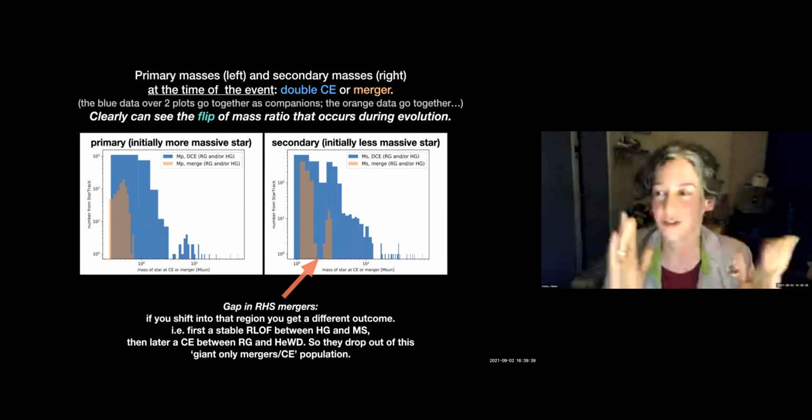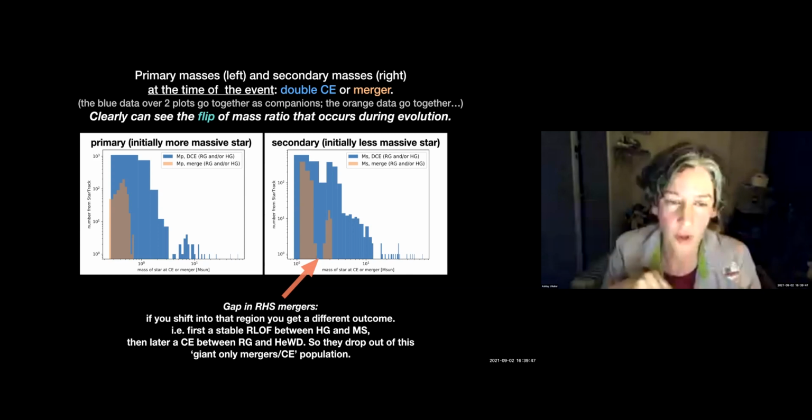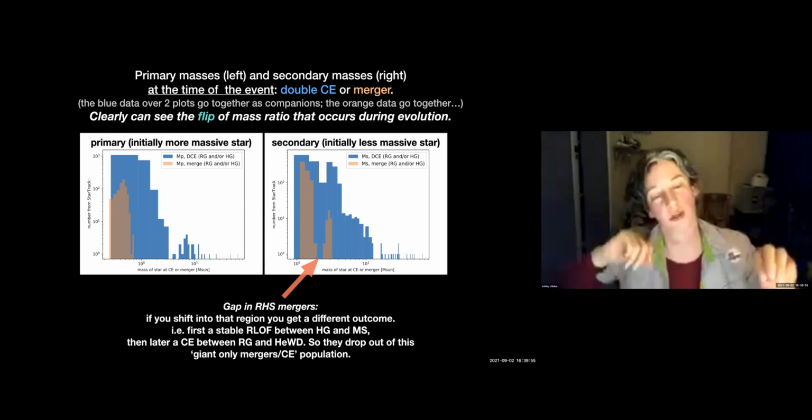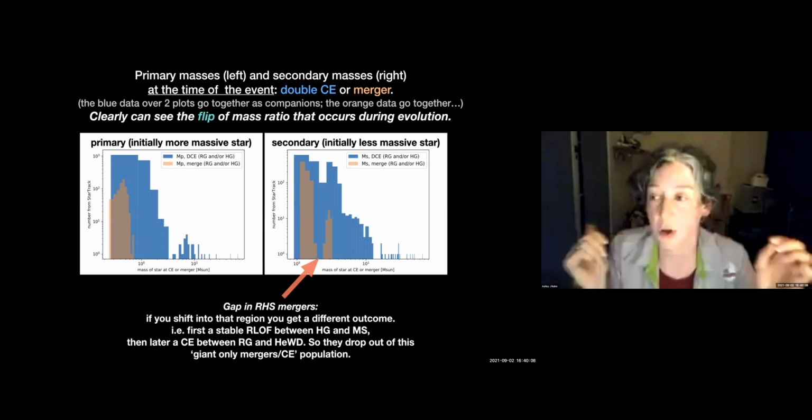And then the ones that in my simulation do end up in a full-on merger, and it's fairly rapid, are shown here in orange. So basically the blue stuff on the right and the blue stuff on the left go together, right? The primary and the secondary, and similarly for the orange. So there's clearly this interesting thing that happens. There's this flip of mass ratio during the evolution on the way to making these double common.